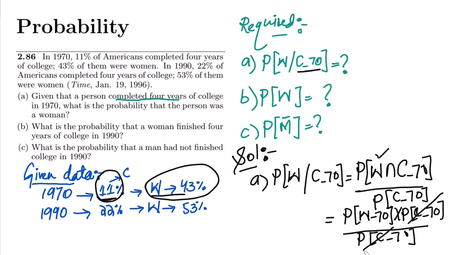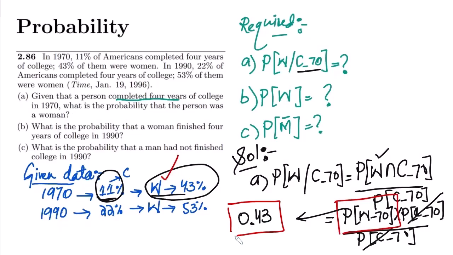So now these two will cancel out, and what would we get here? We would get this thing, which is basically this value. The remaining value here is, let me write it as a probability rather than a percentage, so it will be 0.43.